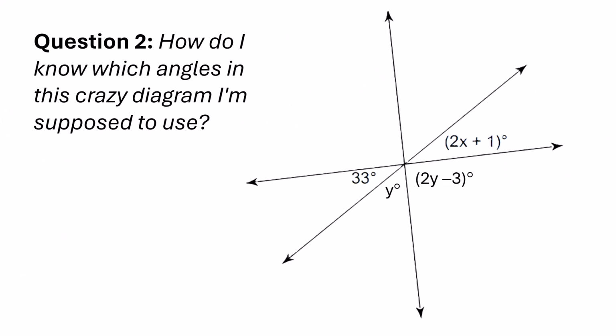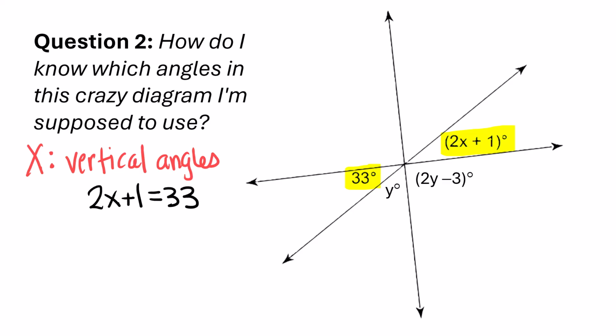Okay, the second question. How do I know which angles in this crazy diagram I'm supposed to use? So I went and found one that has a lot of angles. All right, if you look at it carefully, you've got X here and some Y's down here. So it's a good idea to try to keep those separate. Let's look at the X part. I highlighted the 33 because that's vertical from here. So I can use vertical angles, and that's how I picked them out. When I was looking at the X's, I ignored the Y's. So the setup would be this, and then we're going to look at the Y's.